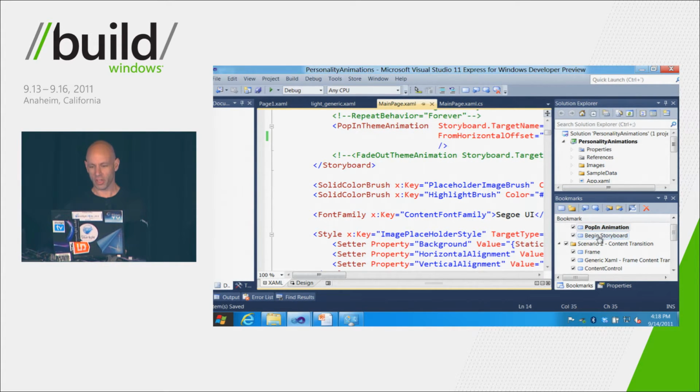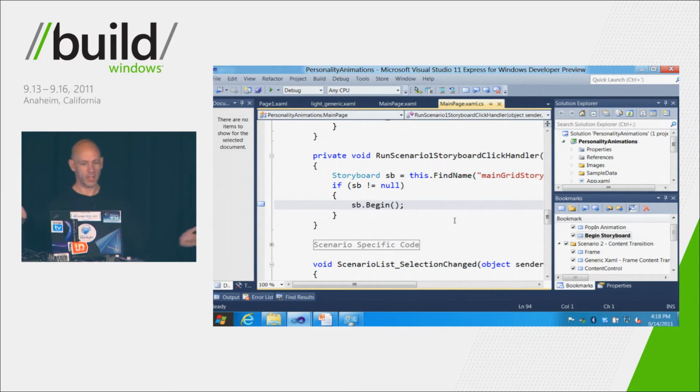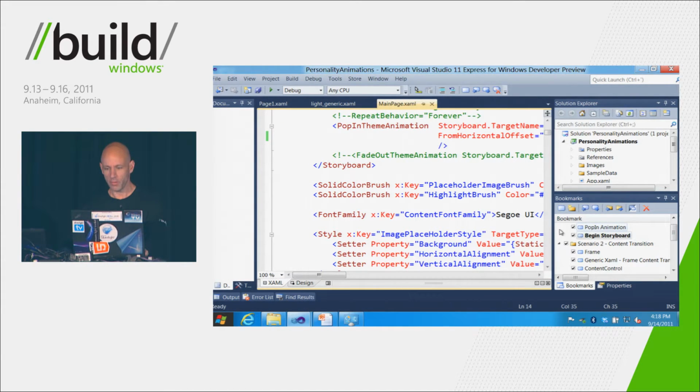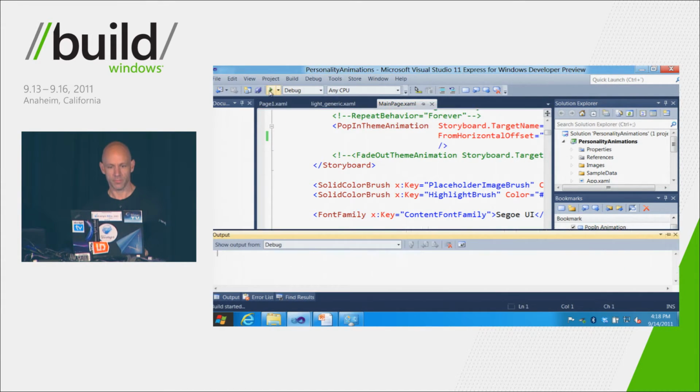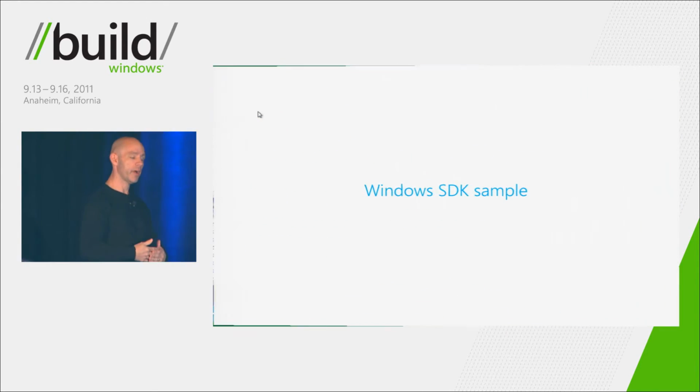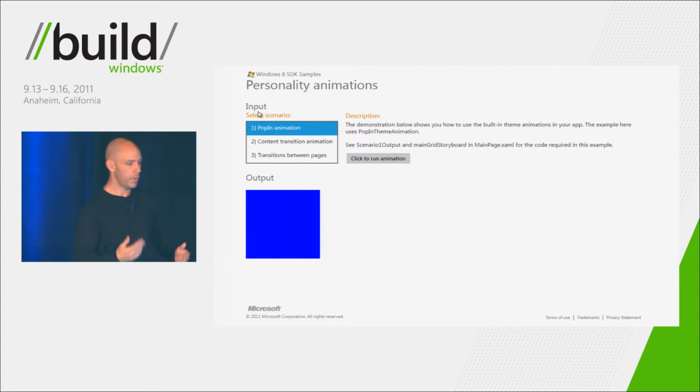So how does it actually apply? Because that's a storyboard. When I click the button, you'll notice storyboard.begin. Very simple. And again, you can set the repeat behavior, repeat forever, all that other fun stuff with storyboards. Pretty easy to do. Okay, so let's run the second scenario. In the second scenario in the SDK, well, the first one, let's go back real quick. The first one, we're running a pop-in theme animation, which we're using through a storyboard. So we're telling it when to start and stop.